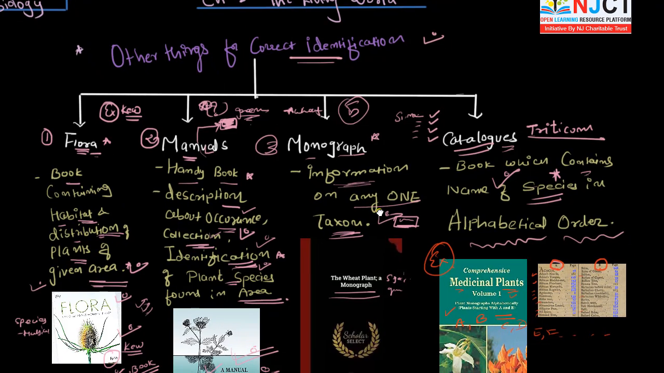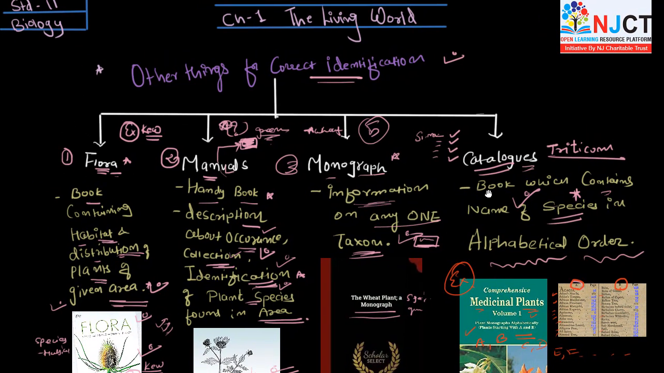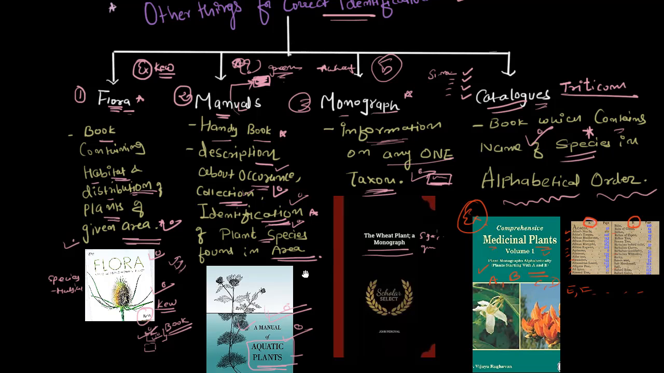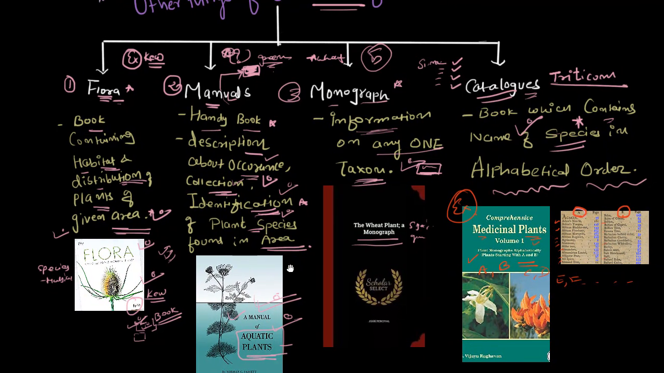That's it. And catalog is something which has species names written on it and all the other information about them too, but in alphabetical order. So this is how they help you. This was all about the different kinds of recordings. You can take a very good screenshot of this and save it for future purposes. They ask you about it in differentiation or MCQs.